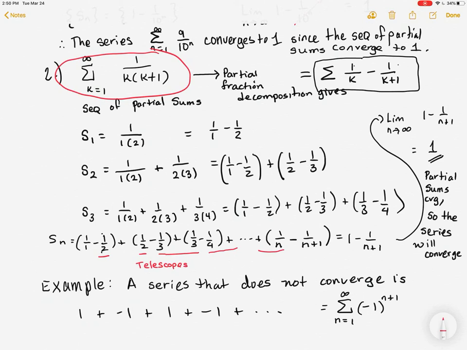So we're going to need lots of other tests beyond this. But this is the first concept of what it means to converge. A series converges if its sequence of partial sums converges.